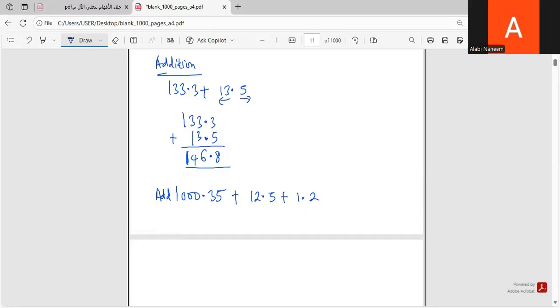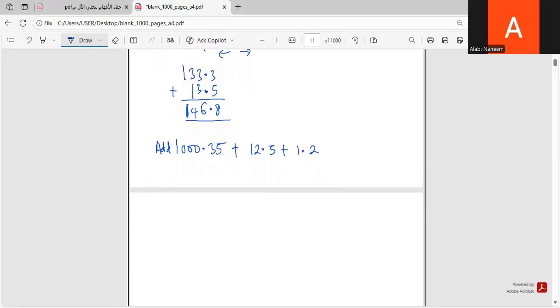So we want to add these three decimals. So we start with the largest one, 1,000.35. Now for this second number, we have to make sure that the decimal points fall on the same line.